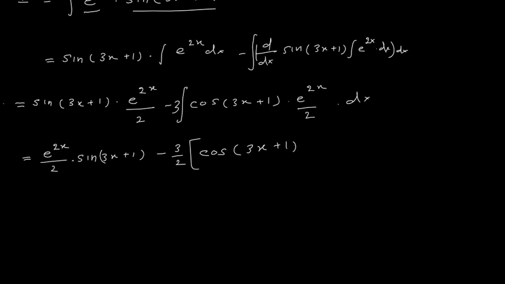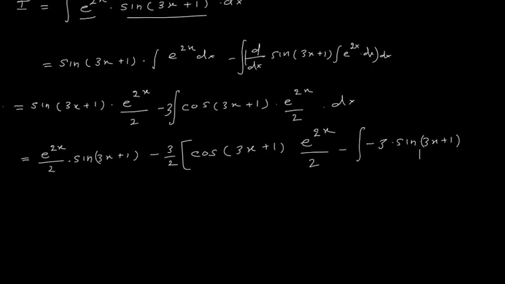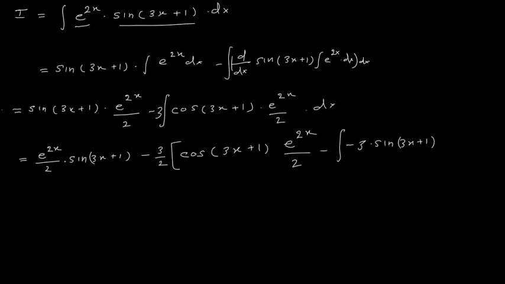Now this 2 I have taken out. The integration of e^(2x) is what? e^(2x) divided by 2. Now I am not writing in the format of the formula, I am directly putting the value of the integration of e^(2x), minus the integration of, I will first take the derivative of cos(3x+1), it is minus 3 into sin(3x+1), and then I have the integration of e^(2x), which is e^(2x) divided by 2 into dx.